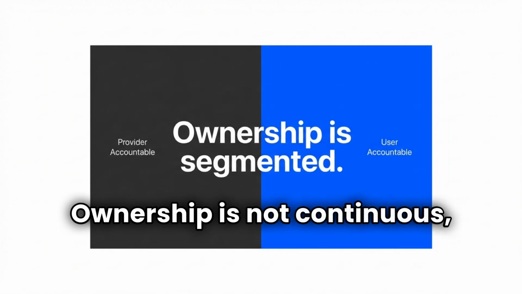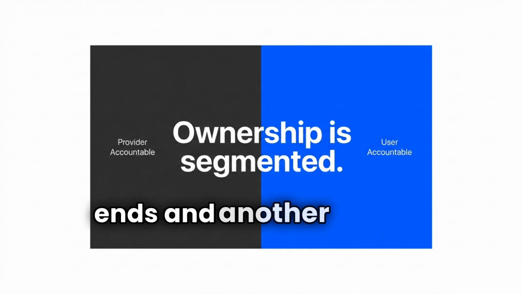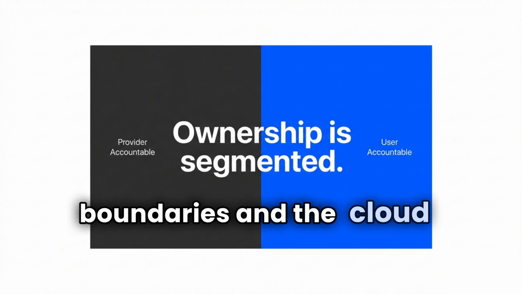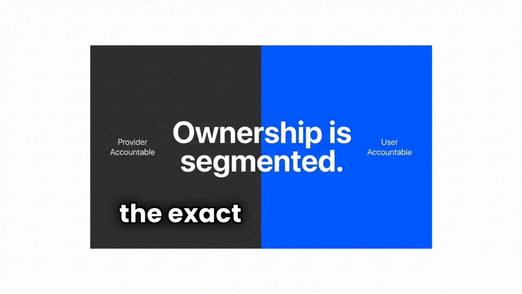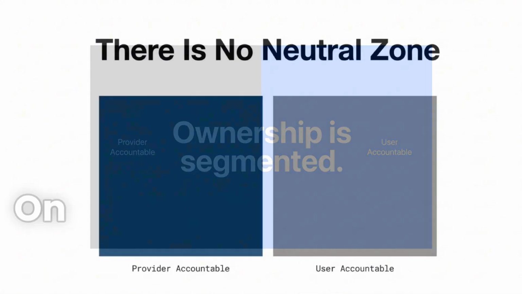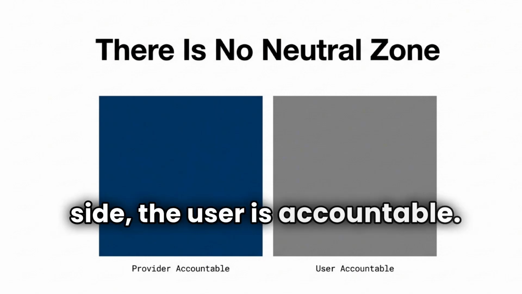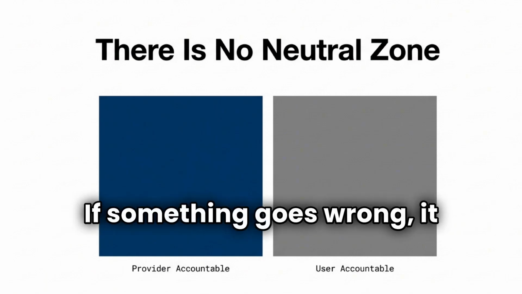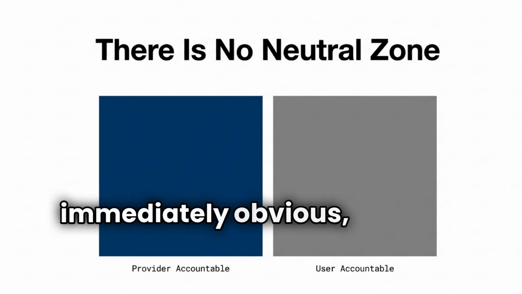Let's start with a simple observation. Ownership is not continuous, it is segmented. There are edges where ownership ends and another begins. Those edges are ownership boundaries, and the cloud is built entirely out of them. An ownership boundary is the exact point where responsibility transfers from one party to another. On one side, the provider is accountable. On the other side, the user is accountable. There is no neutral zone. If something goes wrong, it always fails on one side of the boundary, even if it's not immediately obvious which.